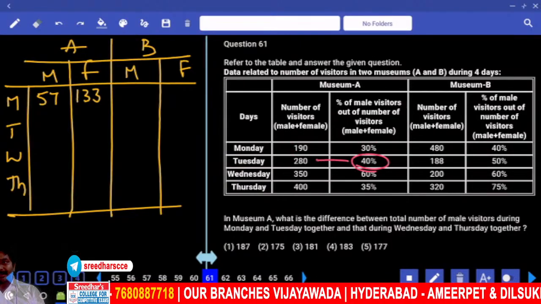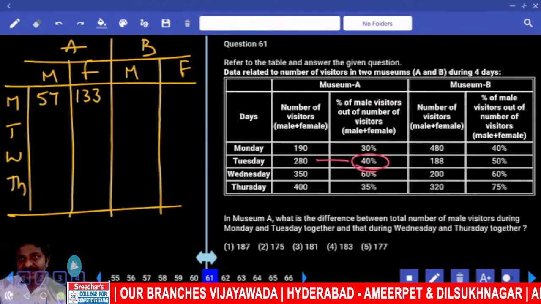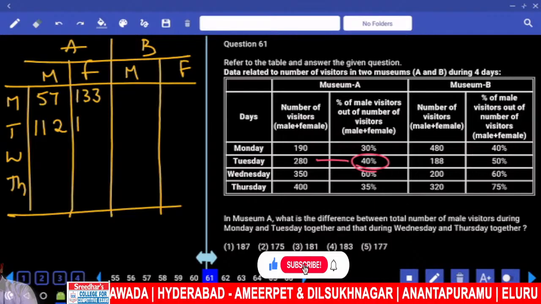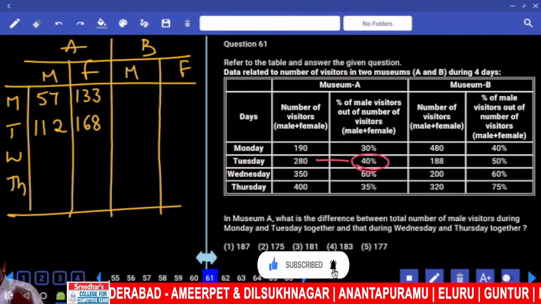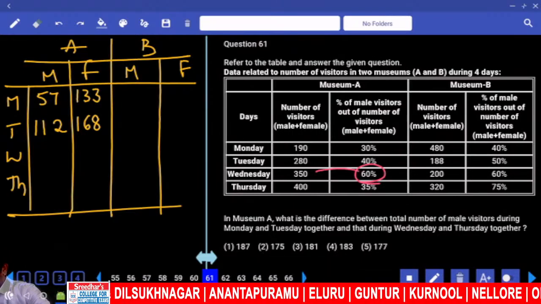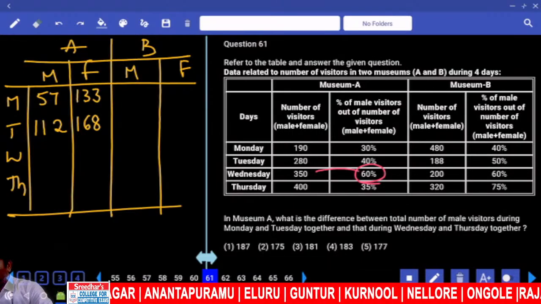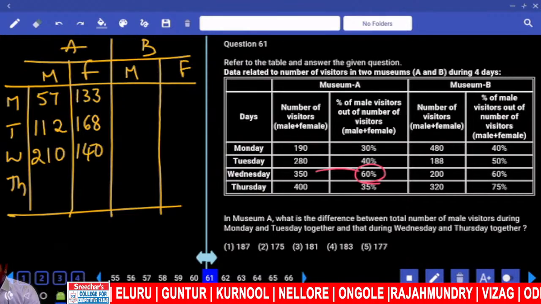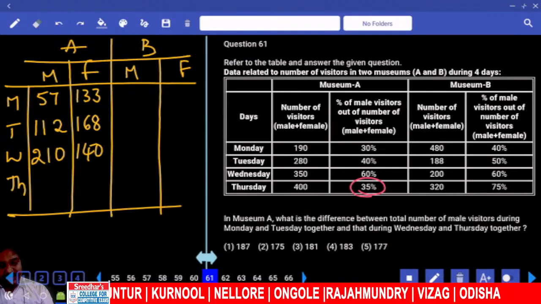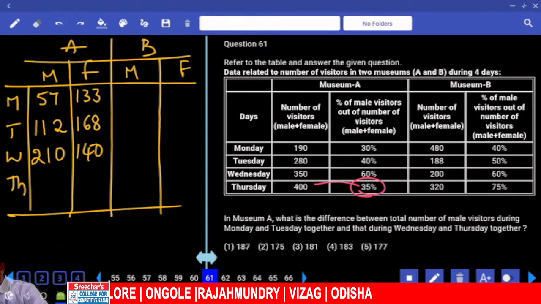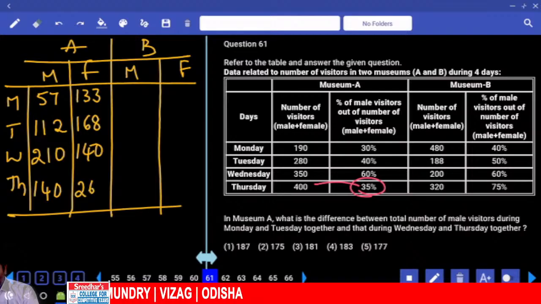40%, 10% double, 28, 56. Subtracted from 280, 168. 60%, 10% double, 10% 35, double, triple, 210 subtracted, 140. 35% of 400 or 400% of 35, 4 times of 35, double, 140 subtracted, 260.